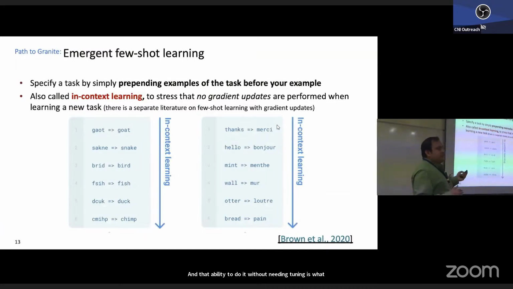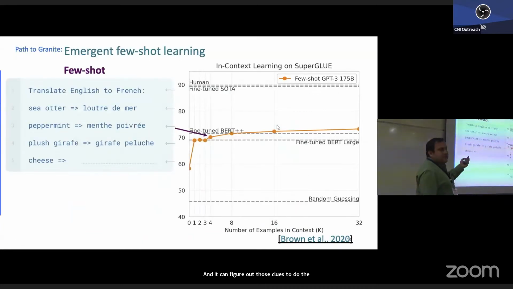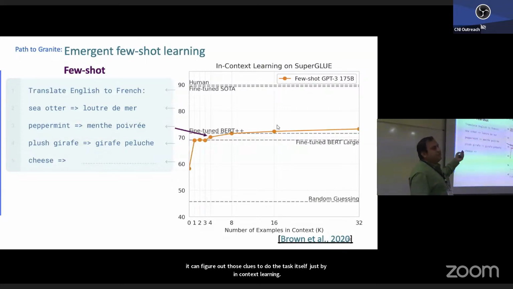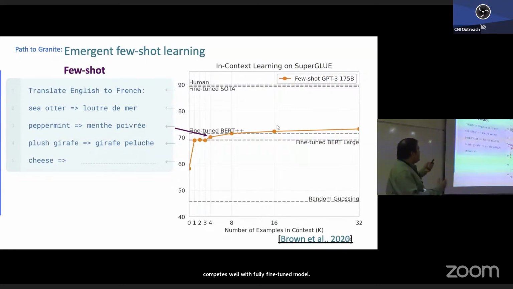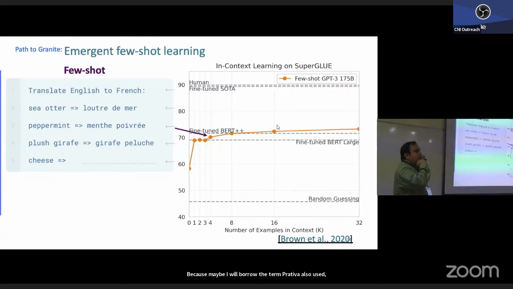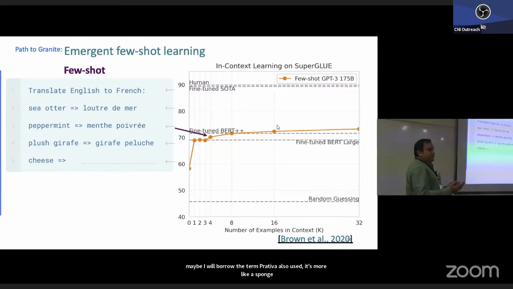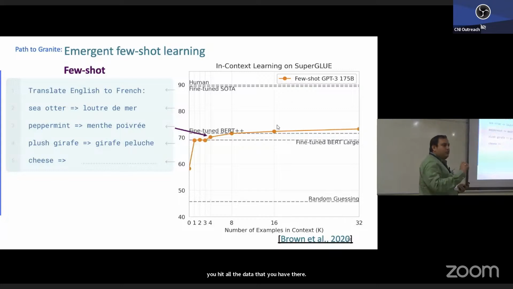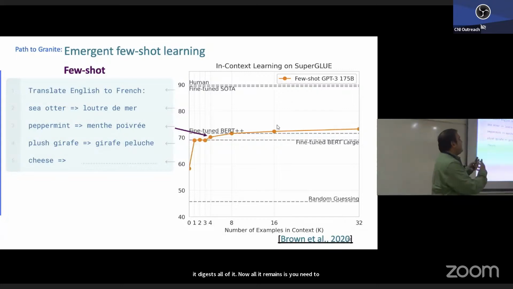And turns out GPT-3 even moved one step ahead. It said that in it, you can even show it how it is to be done, and it can figure out those clues to do the task itself just by in-context learning. And it's not just some anecdotal examples. It literally competes well with fully fine-tuned models. And this is where you get a sense that the language model, towards a large language model, where you are having a lot of these parameters, it starts behaving as a foundational model, because maybe I will borrow the term Pratibha also used. It's more like a sponge. You hit all the data that you have there, it digests all of it. Now all it remains is you need to understand how to tweak that to get the right information out of it. That's what is called a foundational model.